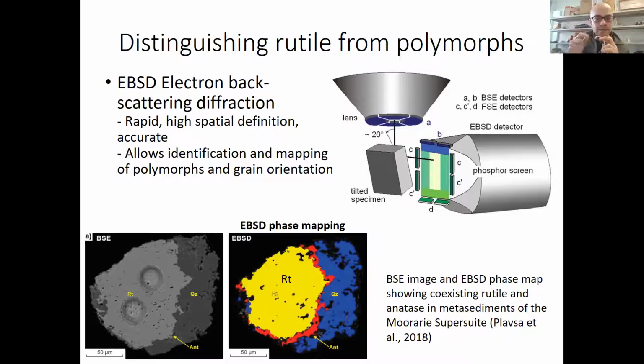And so with this technique, we can identify different mineral phases. For example, all the polymorphs of titanium dioxide can be quite effectively distinguished. We can also measure the 3D orientation of the grains, and that is important in microstructural studies.